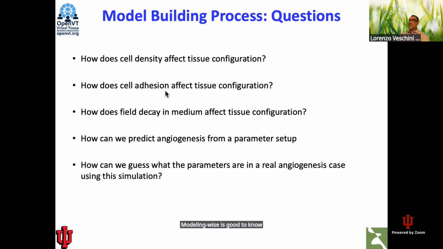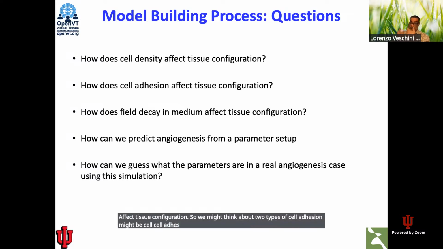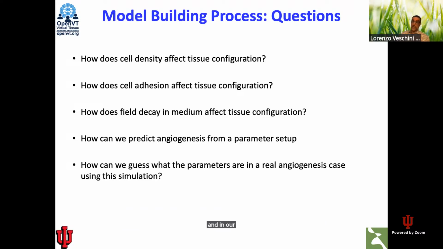How does cell adhesion affect tissue configuration? So we might think about two types of cell adhesion, maybe cell-cell adhesion or cell-to-matrix adhesion. And in our model, we might think that we have to handle both in some way. So these are important aspects to take into consideration.